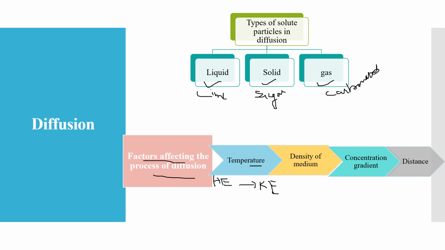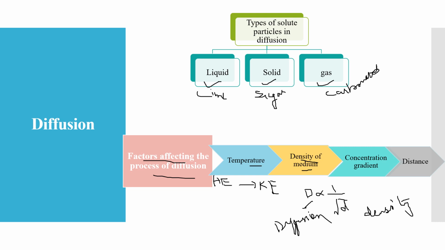Next is the density of the medium, which is very important. You can understand this point through Graham's law. According to Graham's law, D is inversely proportional to 1 by under root of small d, where capital D is the diffusion and small d represents density. If the substance is dense, the process of diffusion will be slower, and if the density is less, the process of diffusion will be faster.